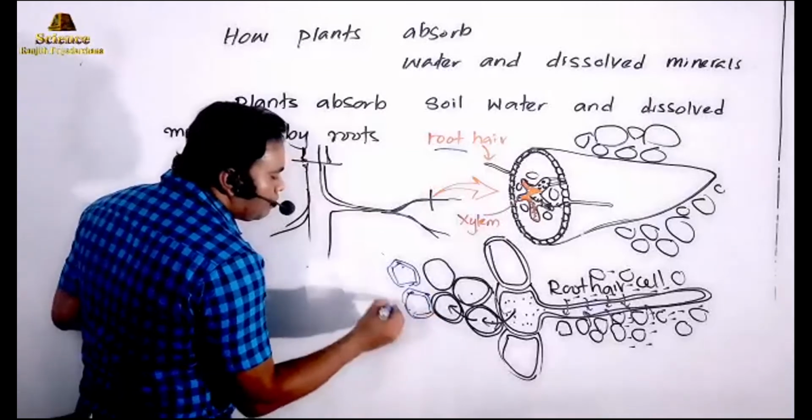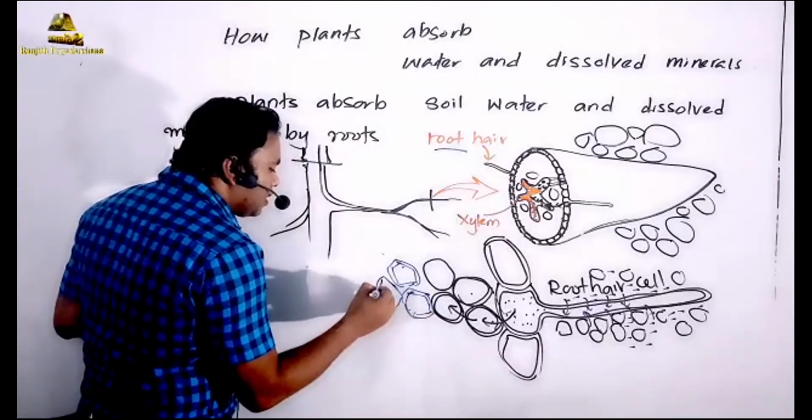Yes, in xylem there are two types of water translocating cells.